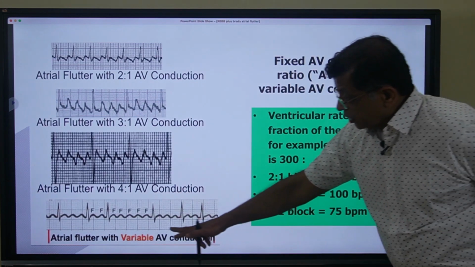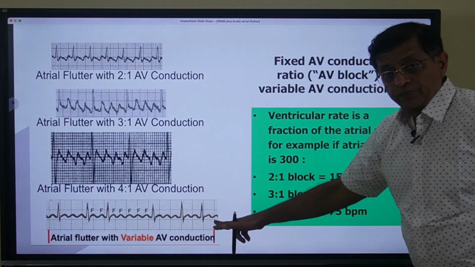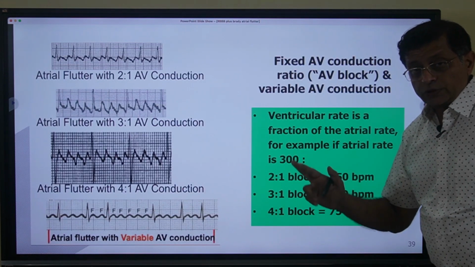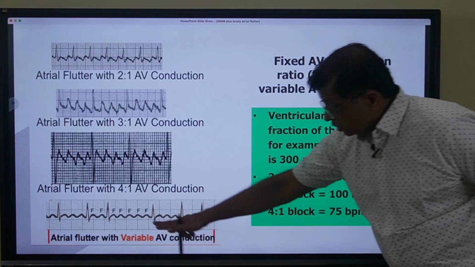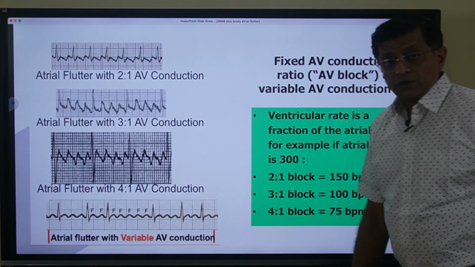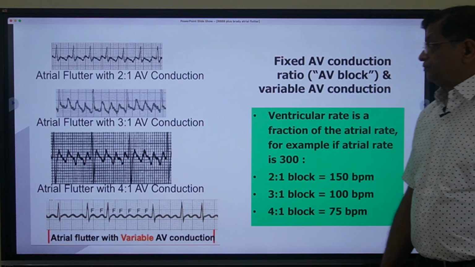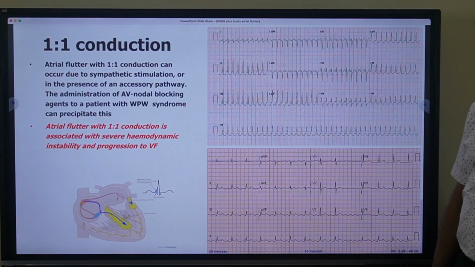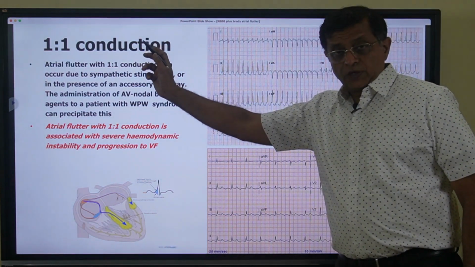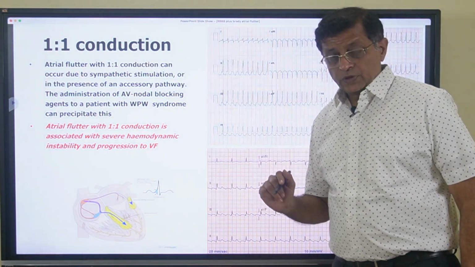Sometimes there could be variable conduction. In this case, it could be missed or confused with atrial fibrillation, but the typical sawtooth appearance of flutter waves distinguishes this from atrial fibrillation. Sometimes it may actually deteriorate into atrial fibrillation. 1:1 conduction is a dangerous phenomenon to occur with a flutter.